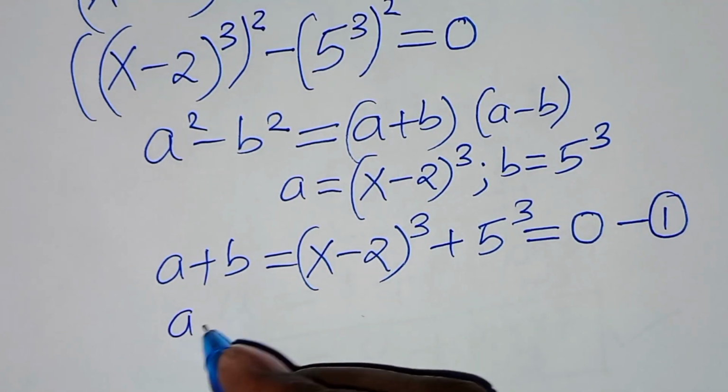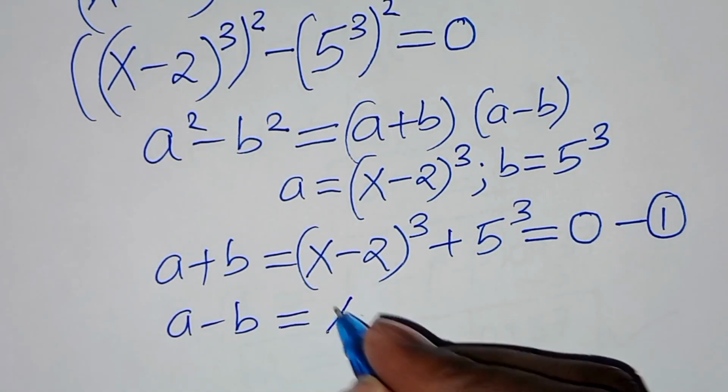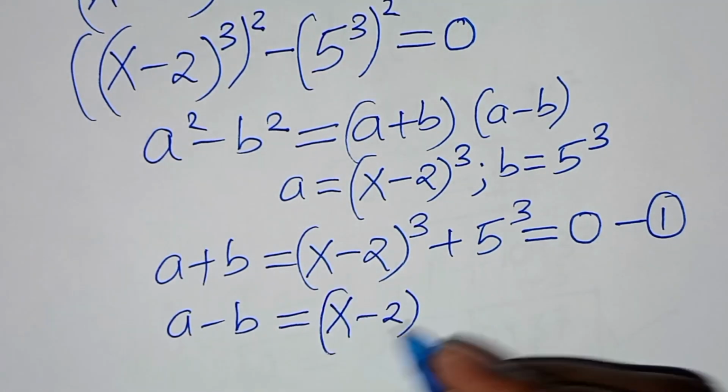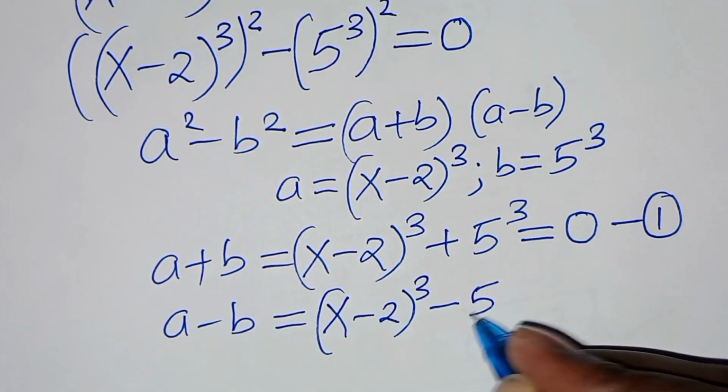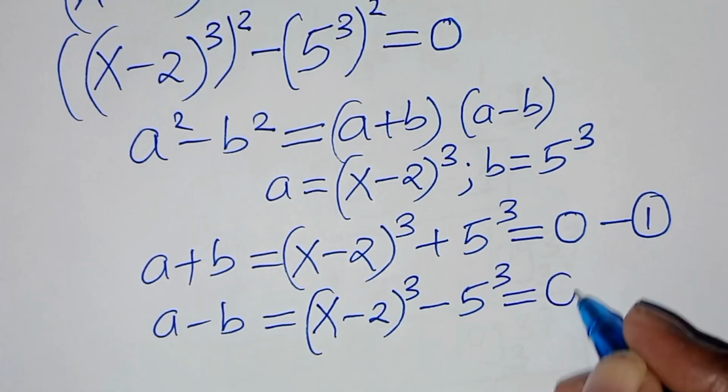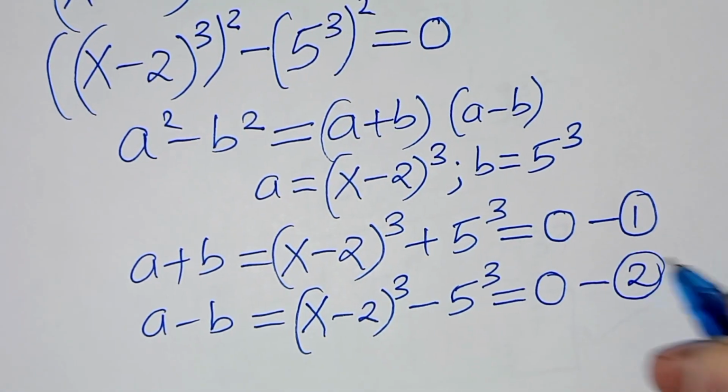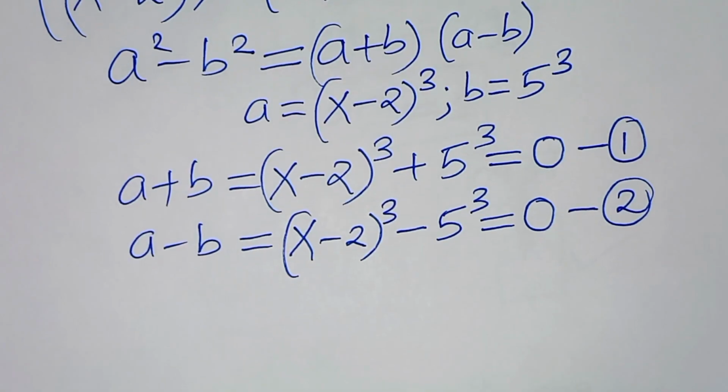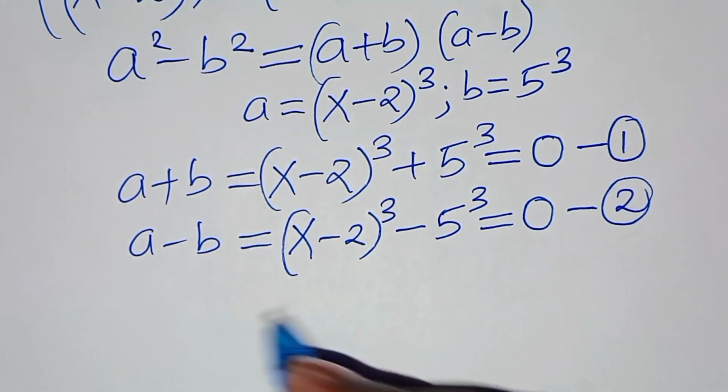And we have a − b. This is the same thing as (x − 2)^3 − 5^3, and this is equal to 0. Let's call this equation 2. So let's solve case 1 here.